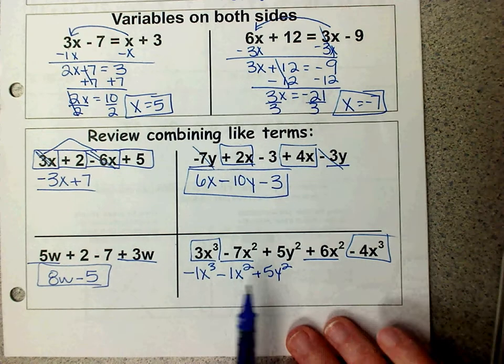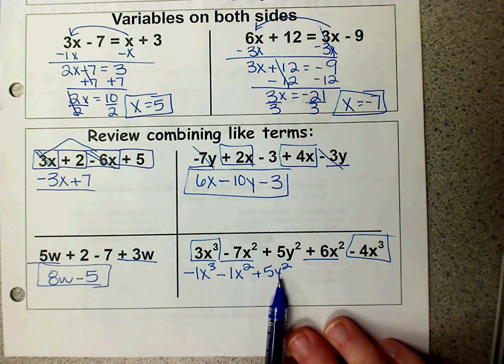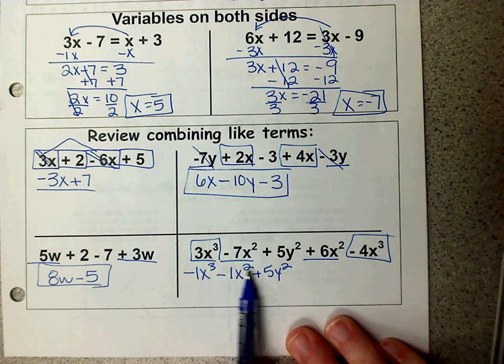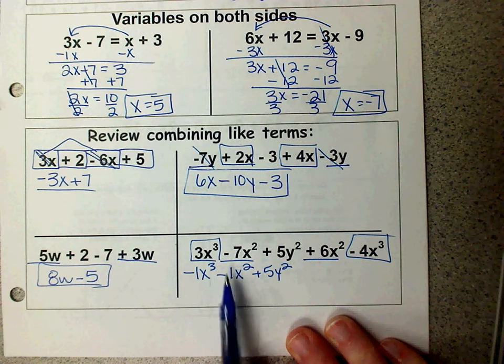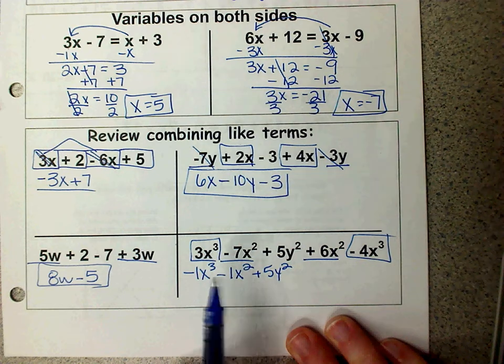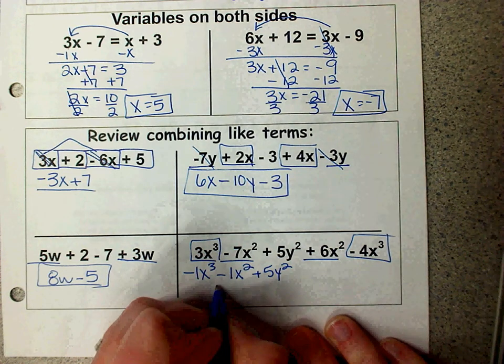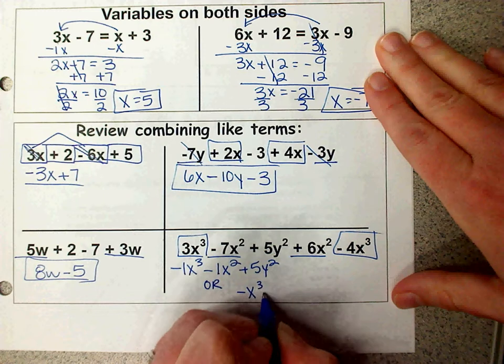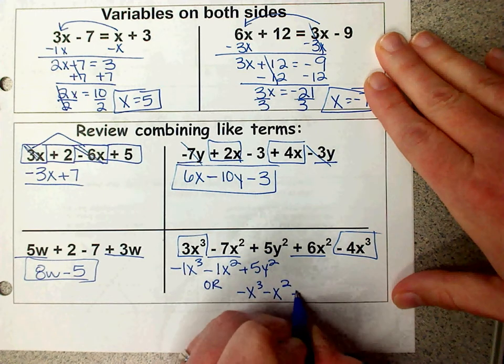Okay, you can't combine any of these either because these are 2 separate terms. You can't combine those variables or those exponents on the x's. The variable is the same, but the exponents are different, so that makes it different. Or you could write your answer like this: negative x to the third minus x squared plus 5y squared.